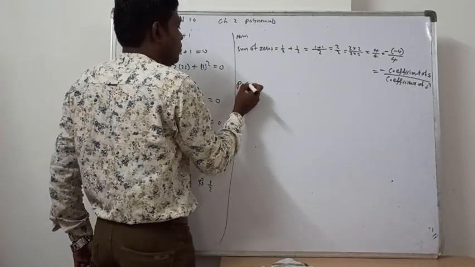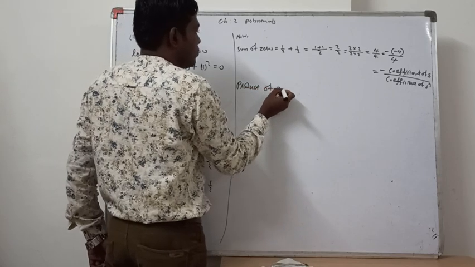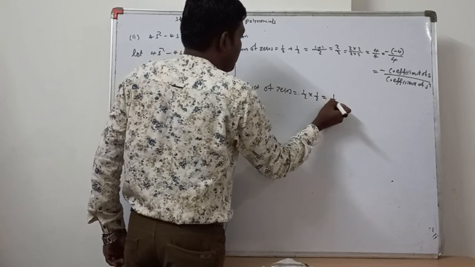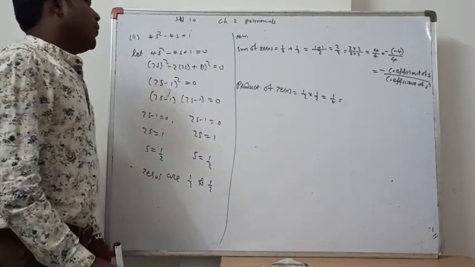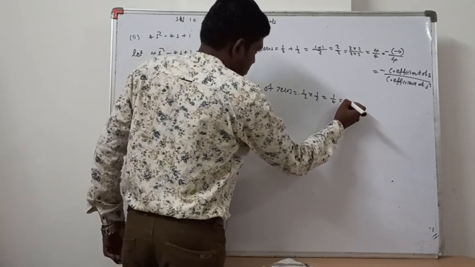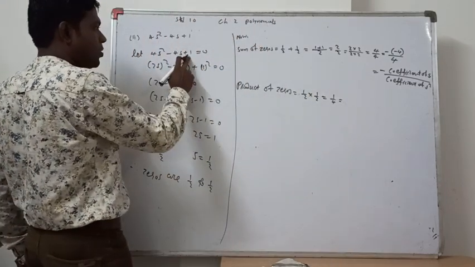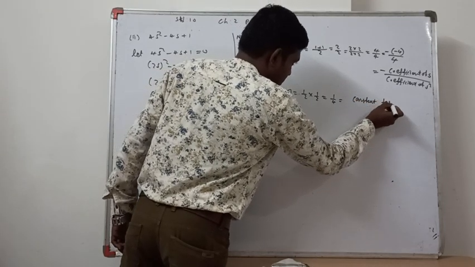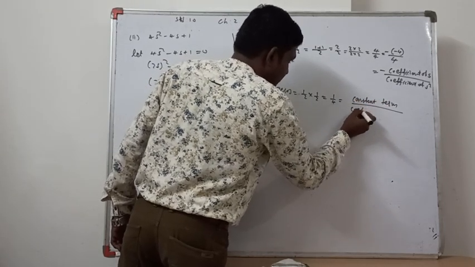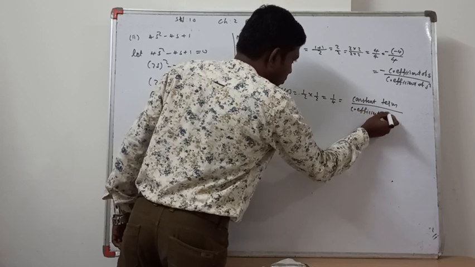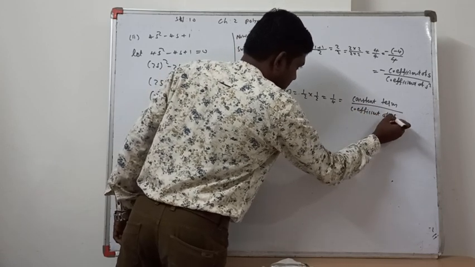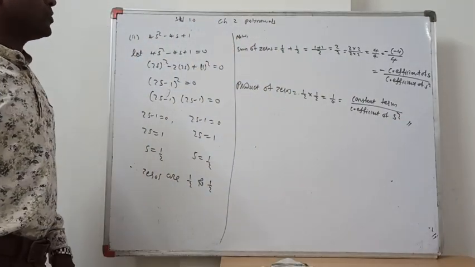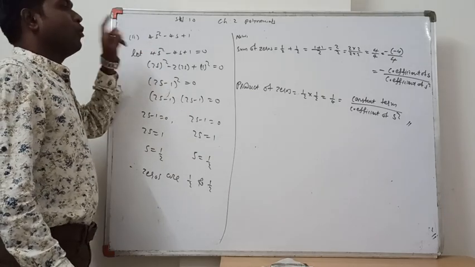Now product of zeros. So product of zeros means 1 by 2 into 1 by 2, that is 1 by 4. Now over here 1 is what? Constant term. And 4 is what? Coefficient of what? S square. So this is our relationship between zeros and coefficients of this quadratic polynomial. Clear?